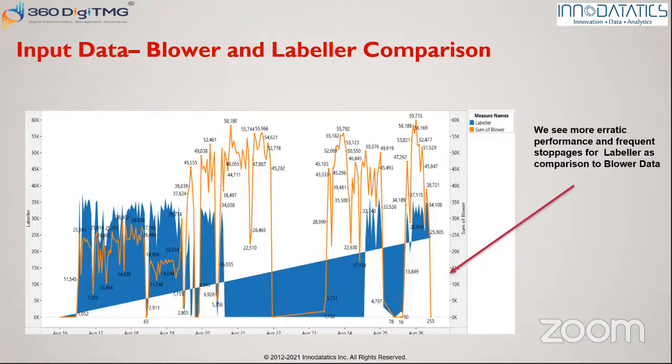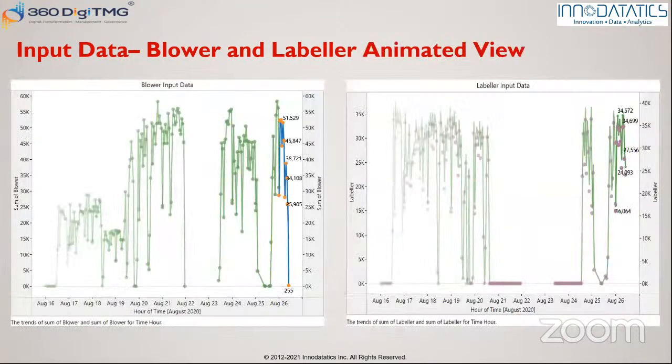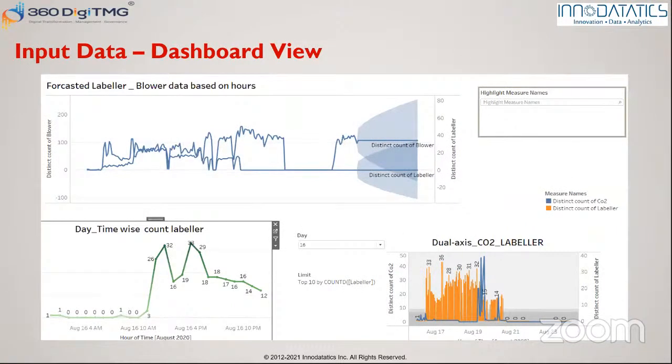Okay, this slide is just an overview. We have created an animated view of blower and labeler performance with the input data, so this slide just shows the view of the animated charts. Obviously, we will get more understanding when I show it in the Tableau application, and what exactly we can infer from this chart. Right. So this is the last slide for input data.